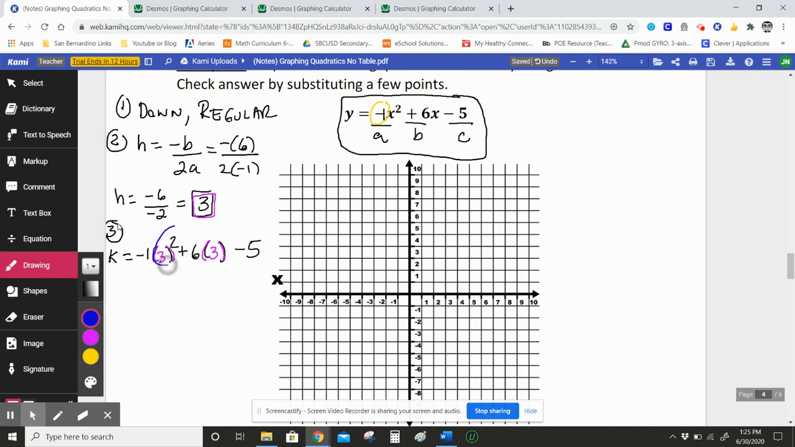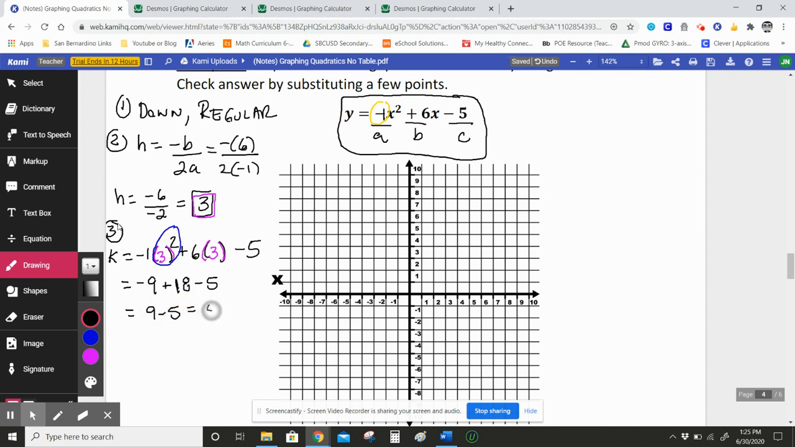First, we have to square it, and then we multiply by the -1. So the first term is going to be 3 squared is 9. 9 times -1 is -9. 6 times 3 is 12. Oh, that is not true. 6 times 3 is 18. And then minus 5, we just have to simplify that out. So 18 minus 9 will be 9.